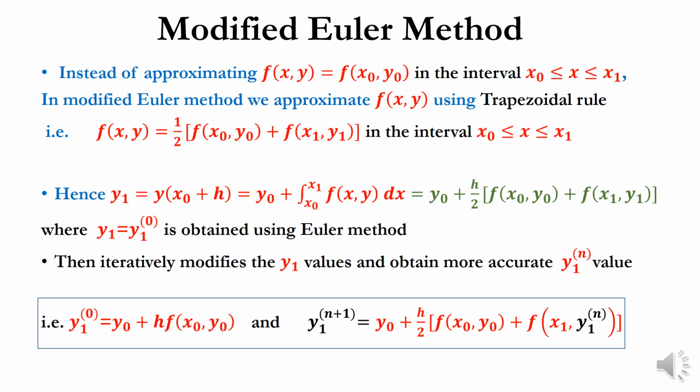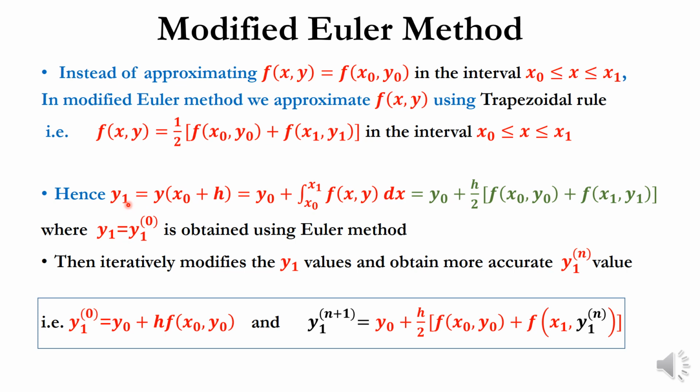Now we will see the modified Euler method. Here, instead of approximating the function f of x y as f of x0 y0 in the interval x0 to x1, in modified Euler method, we approximate this f of x y using the trapezoidal rule. That is, f of x y is equal to 1 by 2 into f of x naught y naught plus f of x1 y1 in the interval x0 to x1.